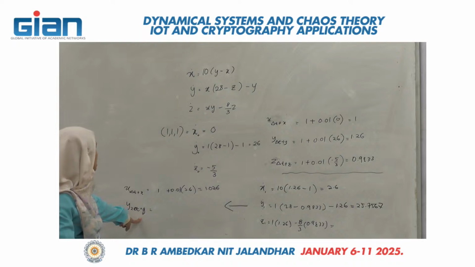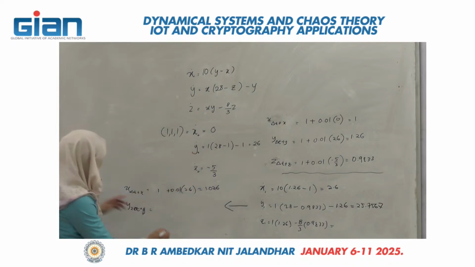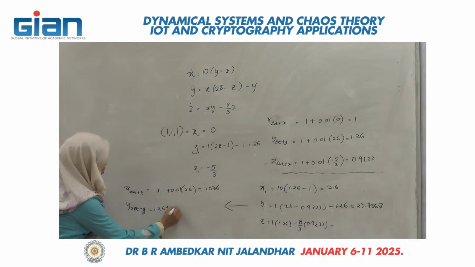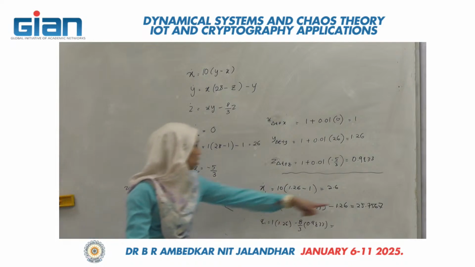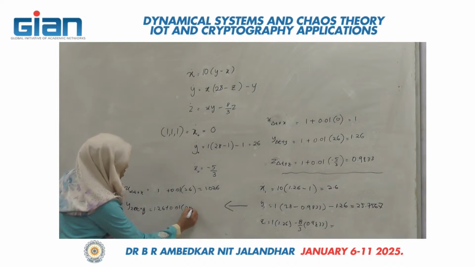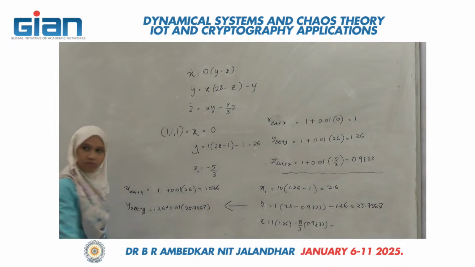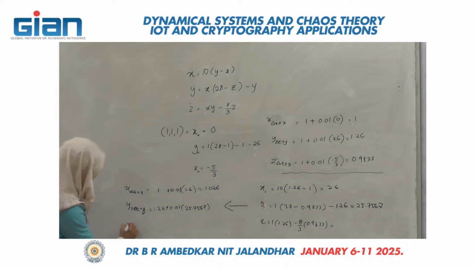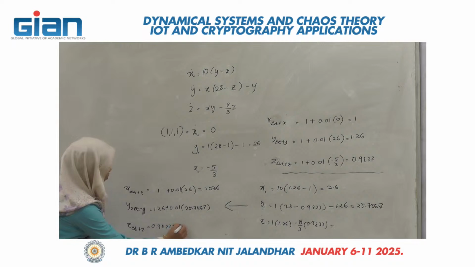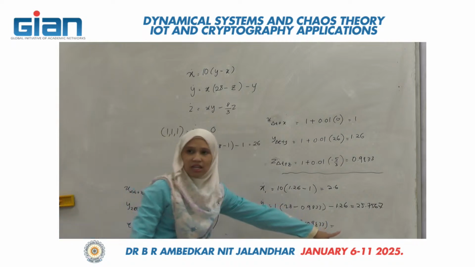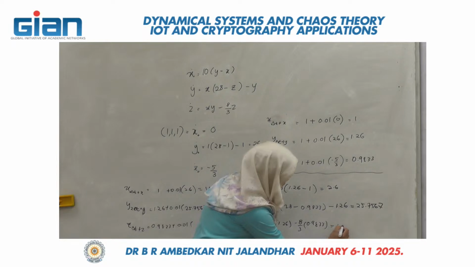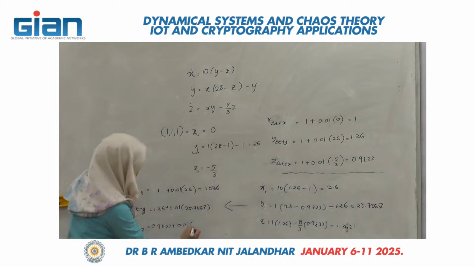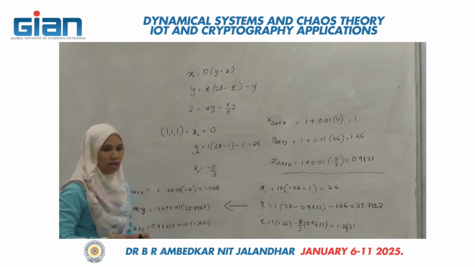And the second, the same one, will be for y. So y now is 1.26 plus 0.01 into your derivative, which is 25.7567. Okay? So you got it? So z would be 0.9833 plus 0.01 into this one, 1.3621. So into 1.3621. So you can calculate.